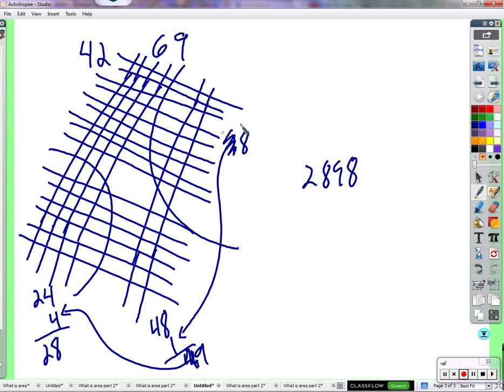Then, anytime you wind up with a 2-digit number, you carry this one over there. Okay? So carry the 1 over here, add it to 48, you get 49. Carry the 4 over here, add it to the 24, you get 28. Put it all together, 2,898.